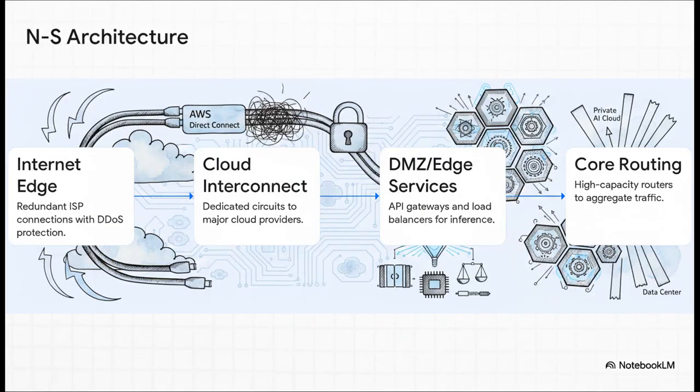In this slide, it just lays out that layered defense-in-depth approach perfectly. You start at the very edge with your redundant internet connections and DDoS protection. Then you might have dedicated circuits, something like an AWS Direct Connect, to just bypass the public internet entirely for better security and speed. As you get closer to your core, you've got API gateways managing all the requests, and then, finally, these huge high-capacity routers that make sure all this traffic gets exactly where it needs to go.